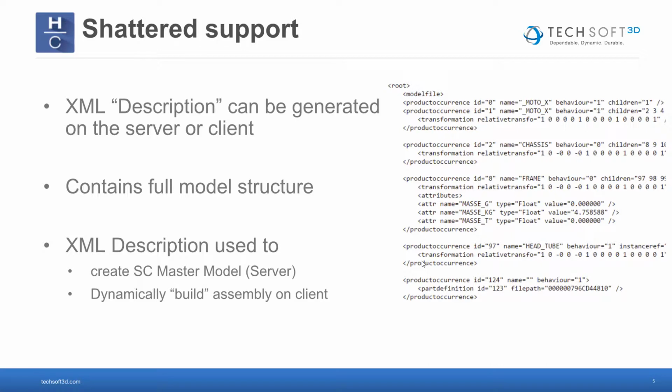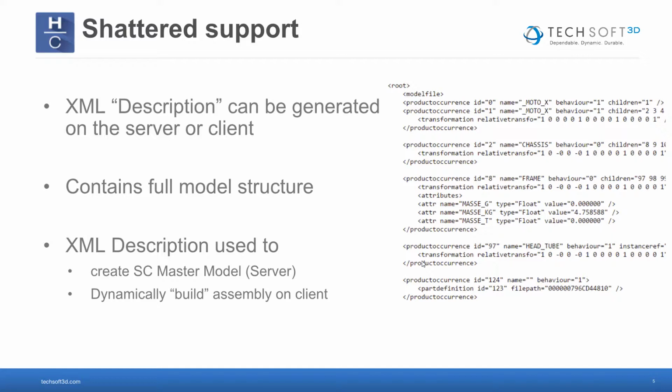So now that we know kind of how a master model works, we'll talk a little bit about how we dynamically build this assembly on the client. So again, it's the same idea. We have this XML file, and there's a method on the web viewer to dynamically load these shattered XML assemblies, and when we feed this XML file into the client, what's going to happen is behind the scenes, we're going to send that data down to the server, and in essence, what we're doing is we're creating one of these SC master models kind of internally in the system on the fly.